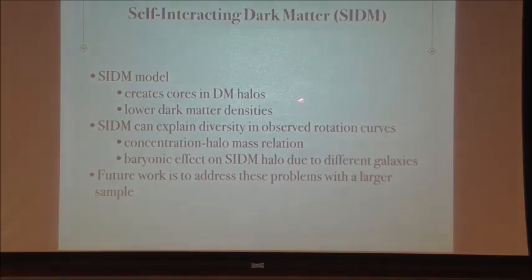So just to summarize, the SIDM model can create cores in dark matter halos. It lowers the dark matter densities, and it has the same success in large-scale structure. And hopefully I've shown that it can explain the diversity in rotation curves basically from two effects. Are there any questions about SIDM? I'm about to make another jump.